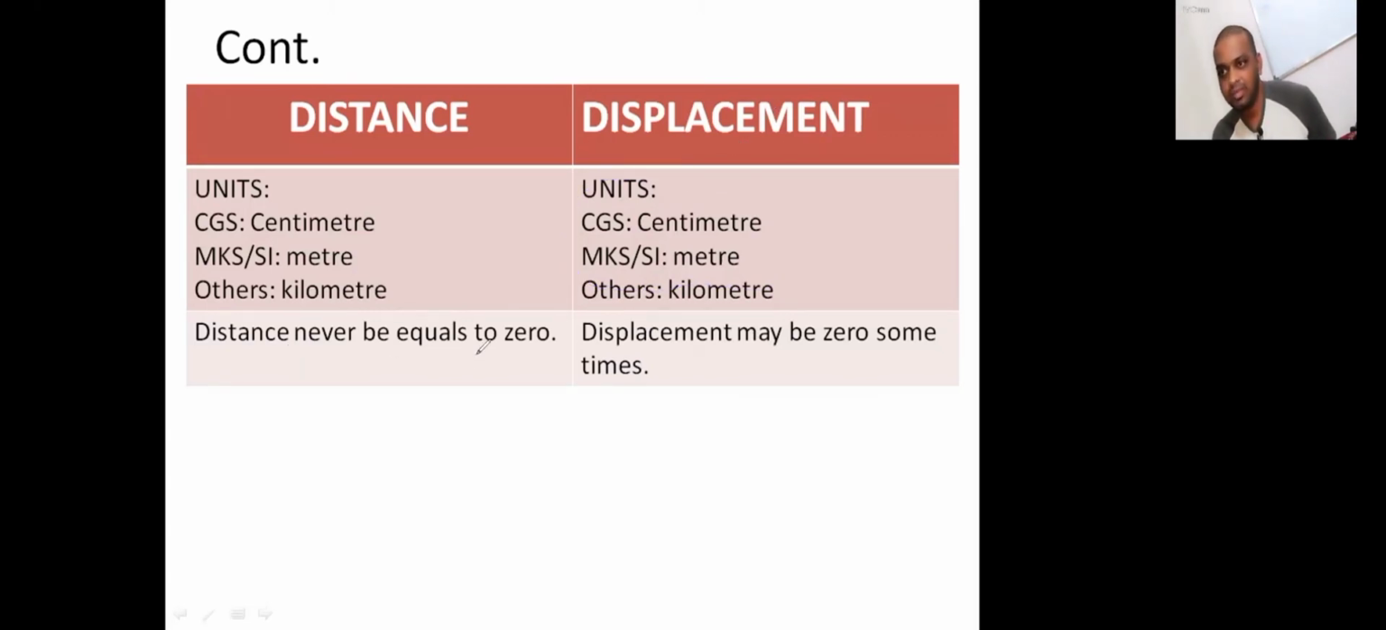Displacement can be equal to 0, but distance will never be equal to 0. Look here, one person is moving like this, in this manner. Wherever he started, he reached the same point after traveling the journey. In this situation, displacement will be equal to 0, but distance will not be equal to 0. I hope all of you understood. So when will the displacement be equal to 0? Whenever he reaches the same position after traveling a certain distance, the displacement will become 0.